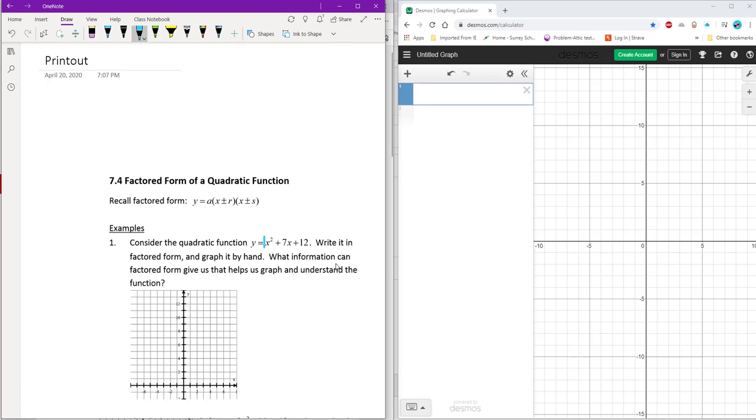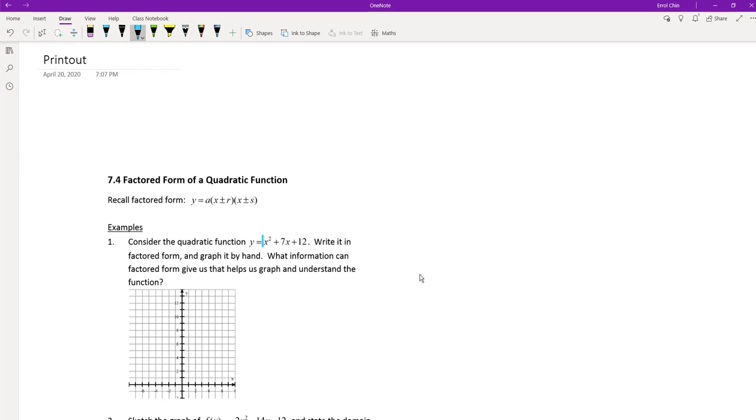One of the strategies that we talked about was, okay, we draw a little x. What two numbers add to 7, my b value, and then multiply to 12? Hopefully you just focus on the 12. How many different ways can you multiply to 12? Go through all the ways, and hopefully you realize it's 3 and 4. So 3 times 4 gives you 12, and 3 plus 4 gives you 7. Now we can factor this. So it's y equals (x plus 3)(x plus 4).